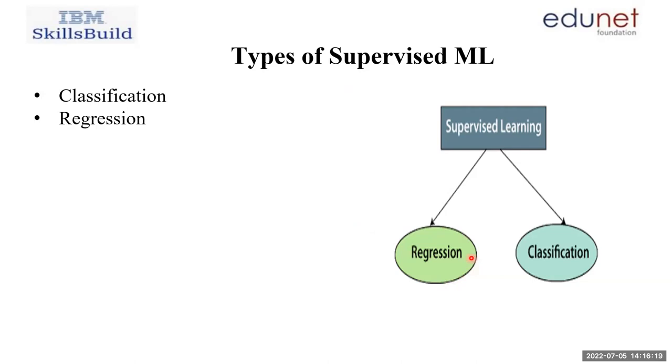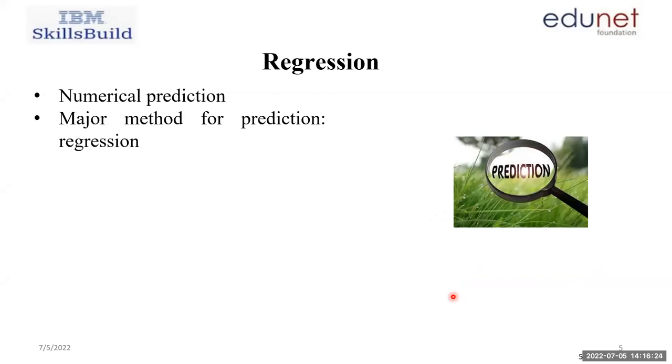From the next slide onwards, we are discussing the concept called regression. I have already told you that regression is nothing but the numerical prediction of some input, right? Numerical prediction from input features. Based on the input features, the regression algorithm should predict some numeric value based on the already given data. The major method for prediction of numerical value is regression.